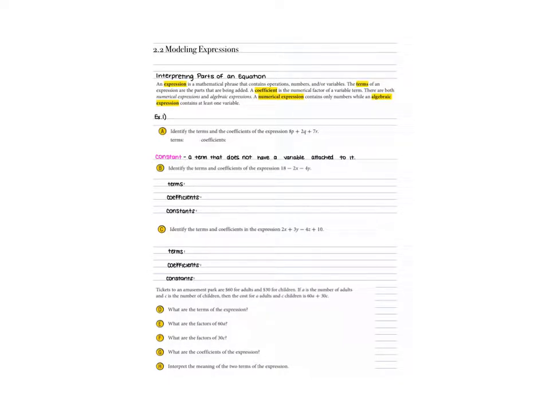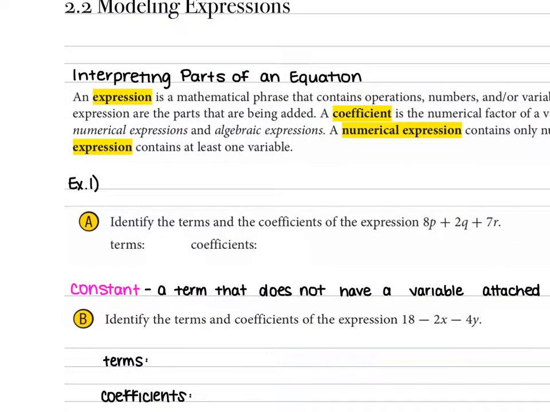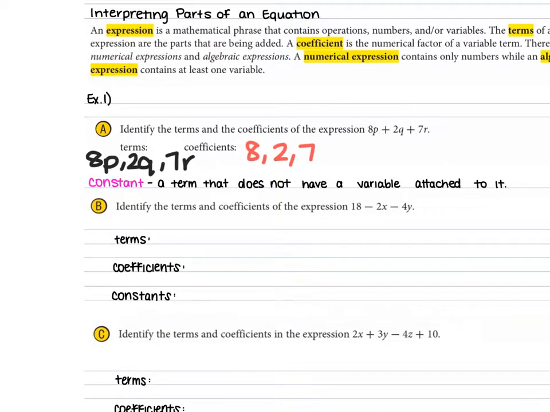So if we look at example 1, we're identifying the terms and the coefficients in 8p plus 2q plus 7r. So our terms are the 8p, the 2q, and the 7r. Now those coefficients are those numbers in front of the variables. So those are the 8, the 2, and the 7. Remember, a constant is a term that does not have a variable attached to it.